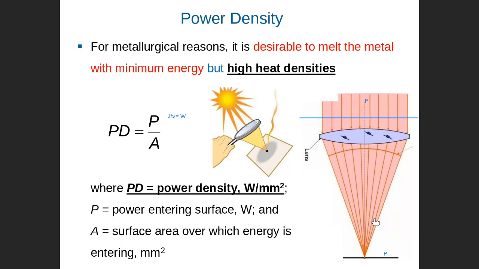The difference between here and here is that this power was distributed among a big area, but here the power is distributed among a very, very small area. That is what we call the power density. So power density is equal to power divided by area.